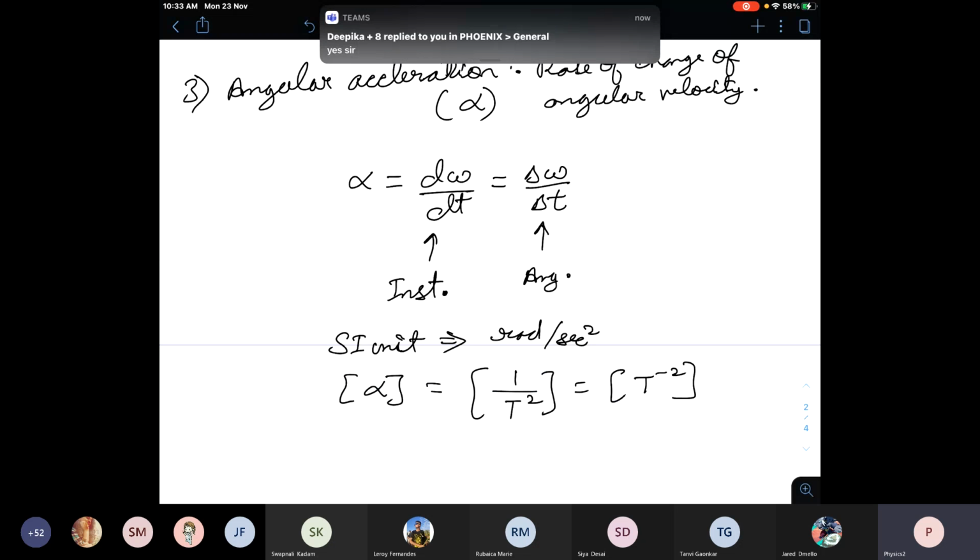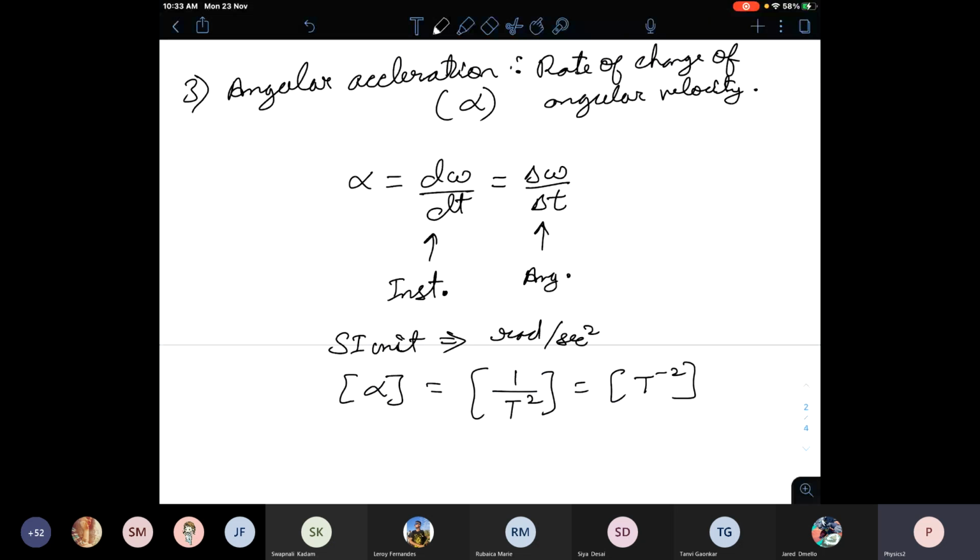Angular acceleration. Now see the direction. Acceleration is a vector quantity, so definitely we need to calculate the direction also. We have the magnitude, and we need to calculate the direction too. Now, how to calculate the direction? That is a different matter. Calculating the direction of acceleration is a bit difficult.